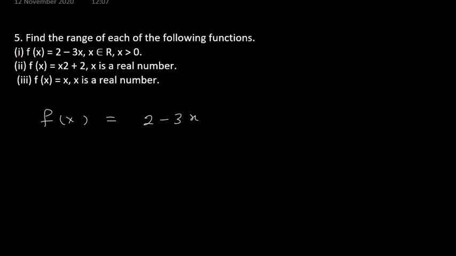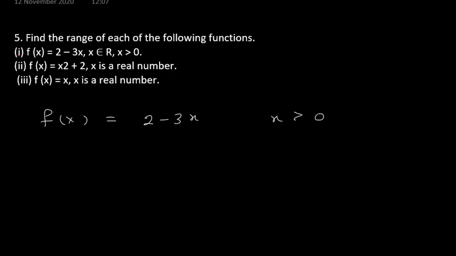Now x is greater than 0 and x belongs to the real numbers. So the value of x is greater than 0. When x is 0, what will I get? I will get the answer 2. Then when I take x as 1, 2 minus 3 is minus 1. So as I keep on increasing the value of x, the value of f(x) will keep on decreasing.